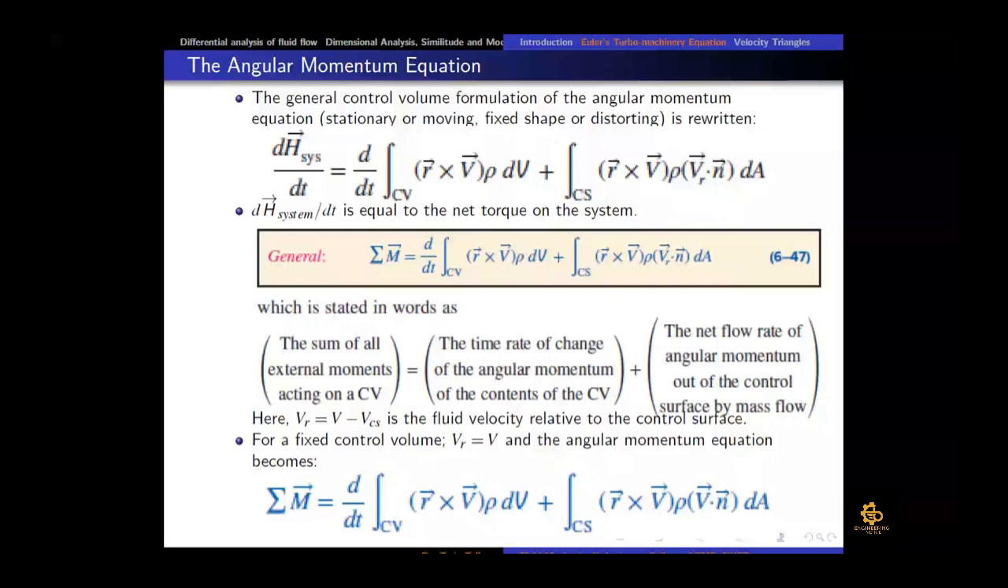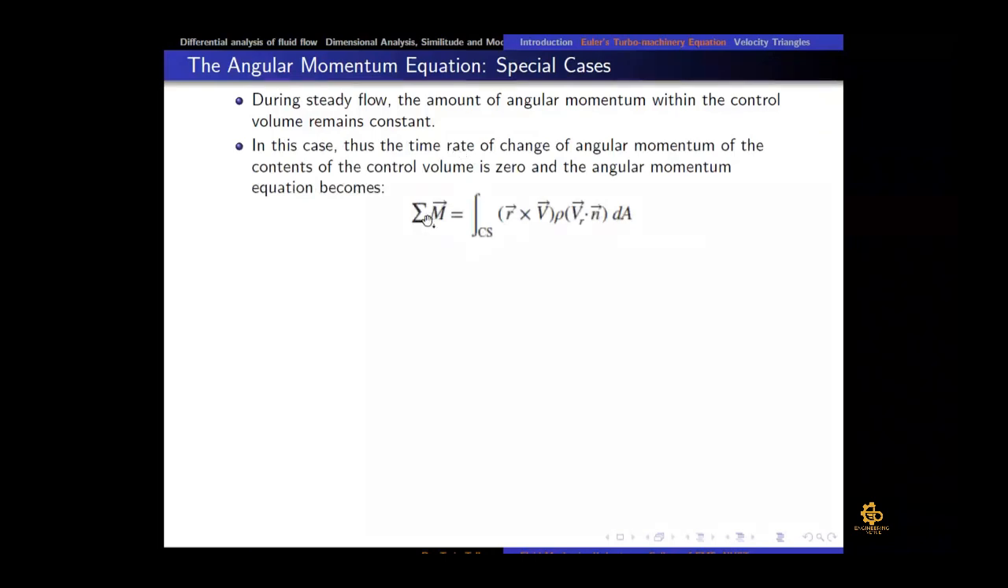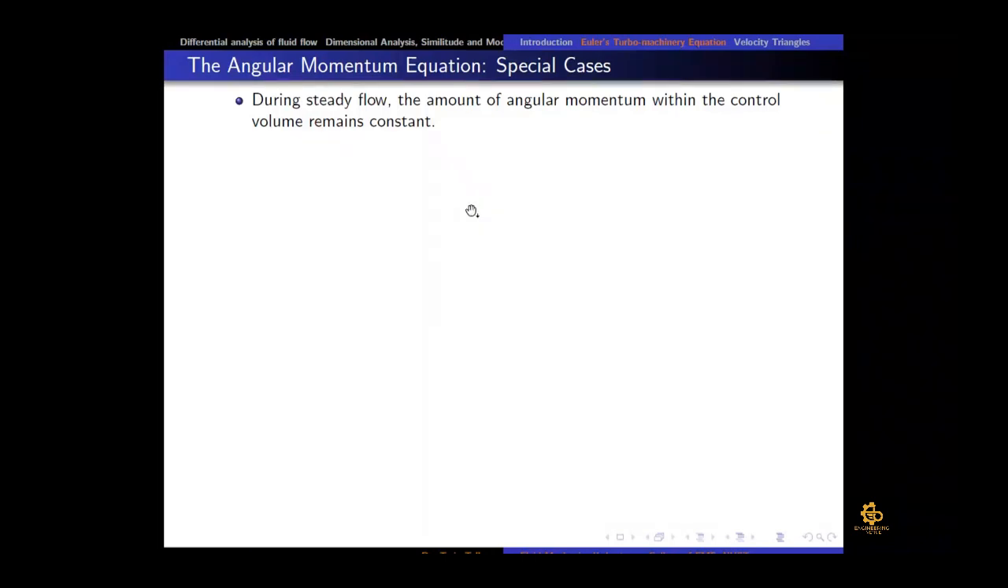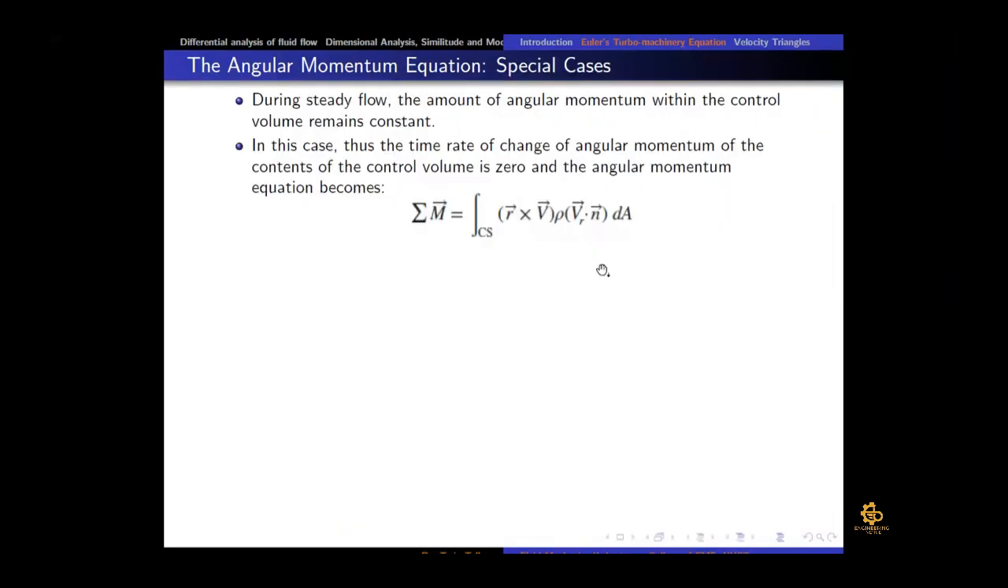So as during steady flow, the amount of angular momentum within the control volume remains constant. So the first term on the right hand side becomes equal to 0, and only the second term remains, which is this control surface term, which is shown here.